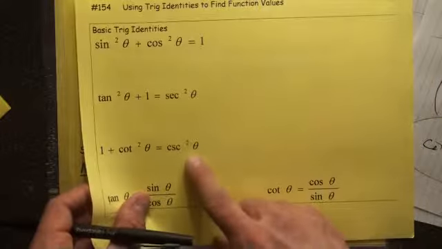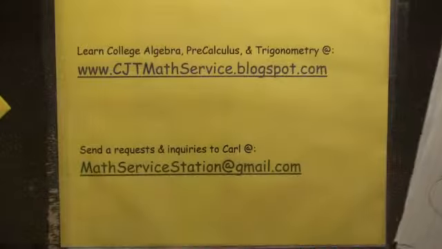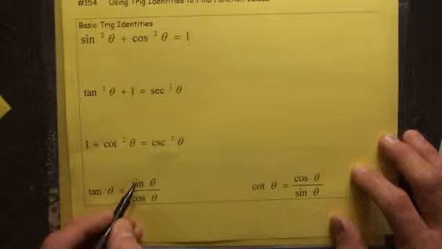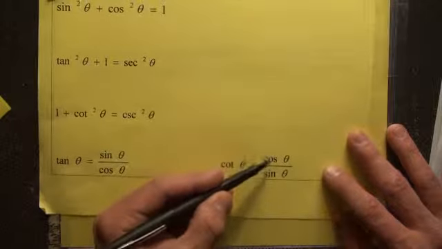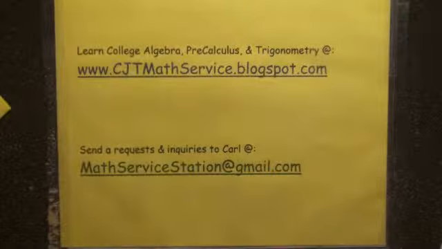Trig identity number 3. Alright, then of course, tangent is equal to opposite over hypotenuse, and then cotangent is just adjacent over hypotenuse. Alright? So, there's your 3 basic trig identities. Let's continue here, ladies and gentlemen.